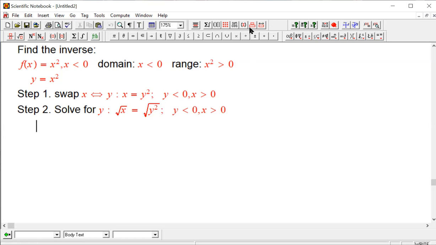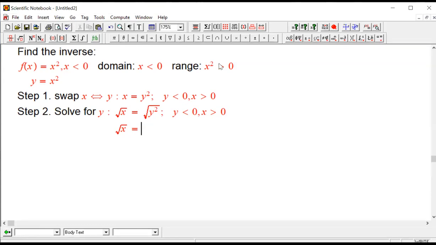And what comes next? I want you to pause the video and see for yourself. The left-hand side is pretty straightforward. What will be on the right-hand side? Is it going to be y? If your answer is y, pause the video and think about it again. If you've chosen y, it's a mistake. It should be the absolute value of y.